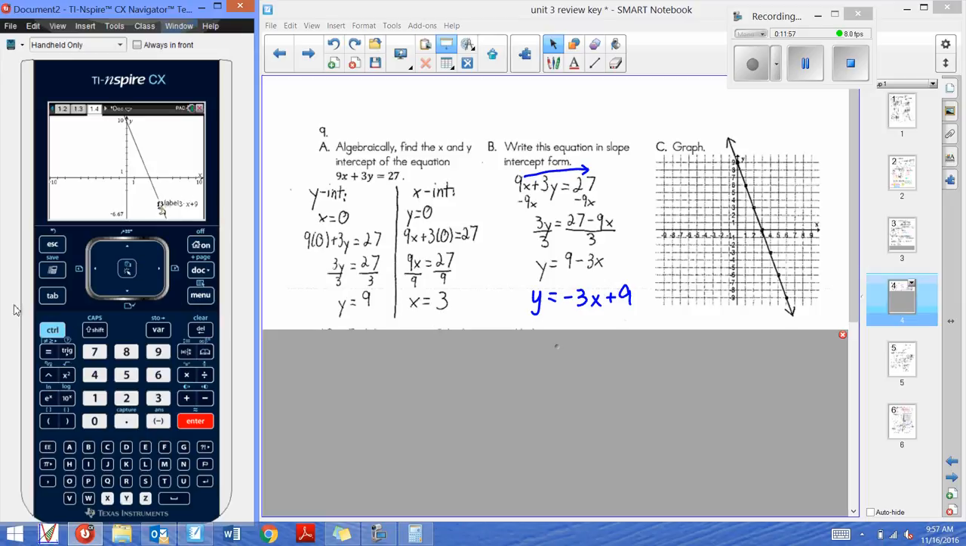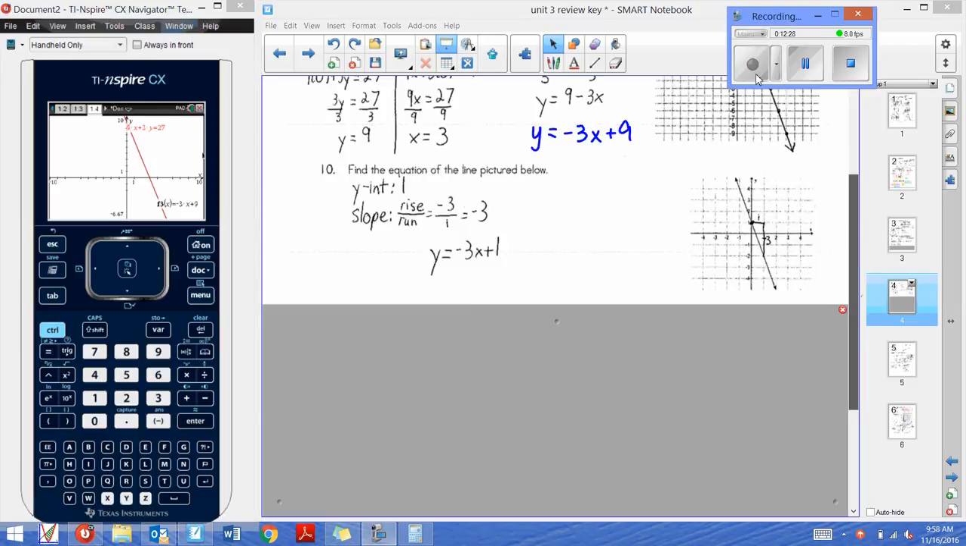And if I want to add a new function, in this case I have to write it as a relation because y is not alone. Let's graph 9x plus 3y equals 27. Oops, what did I do wrong? 9x plus 3y equals 27, and the two lines should line up right on top of each other because they should be the same when you rewrite.